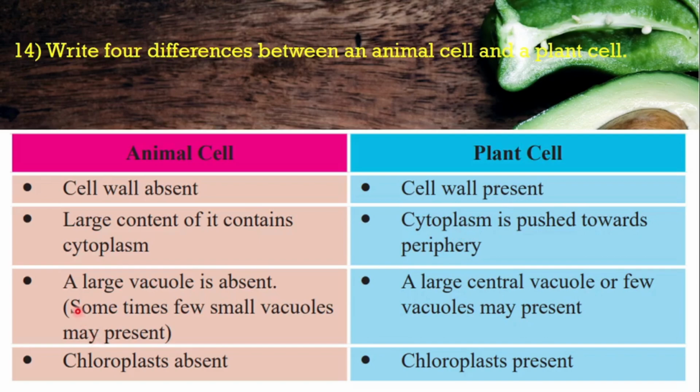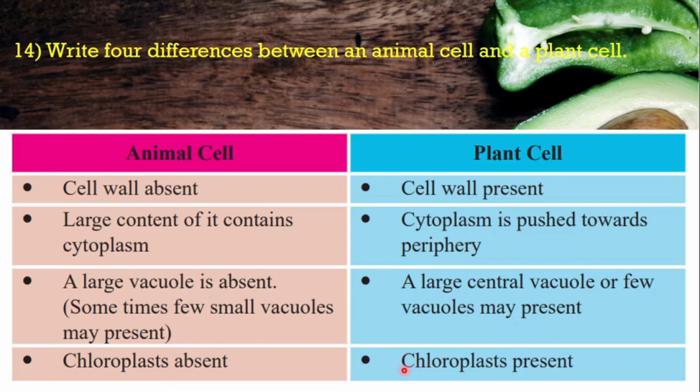Let's look at the third difference. In animal cells, a large vacuole is absent. It is obvious. Sometimes a few small vacuoles are present. But in the plant cell, a large central vacuole or a few vacuoles are present. And the fourth difference: in animal cells, chloroplasts are absent. We animals totally depend on other plants. Plants are called autotrophic. Therefore, in an animal cell we cannot find chloroplasts, because this organelle is very important for photosynthesis, where all these chemical reactions happen.